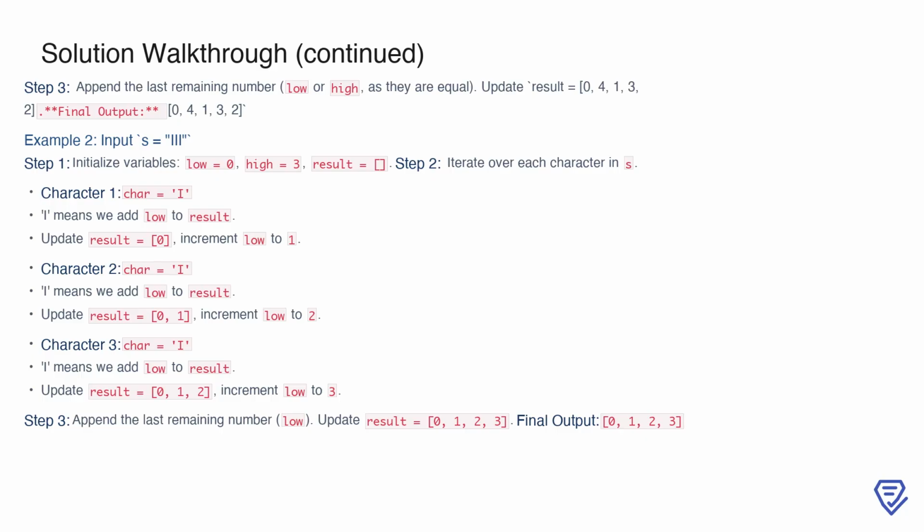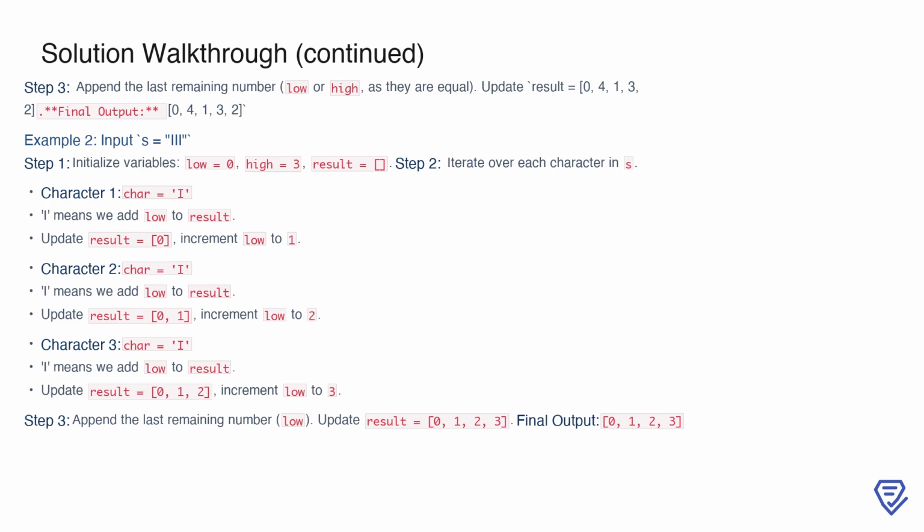Now, let's go through another example with s equals III. Again, we start by initializing low equals 0, high equals 3, and an empty result array. As we iterate through the characters, the first character is char equals I. We add the current value of low to the result, updating it to 0, and increment low to 1. The second character is also I, so we repeat the process, appending low to result, which becomes 0, 1, and incrementing low to 2.